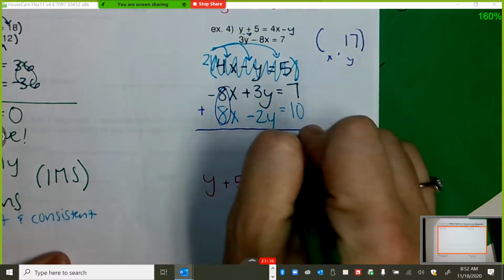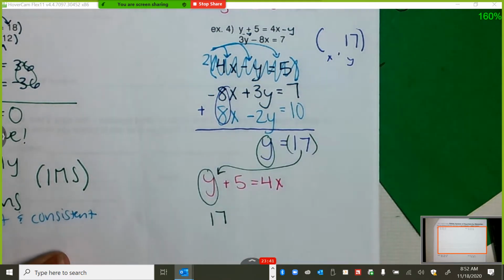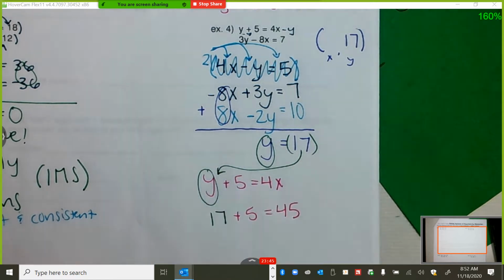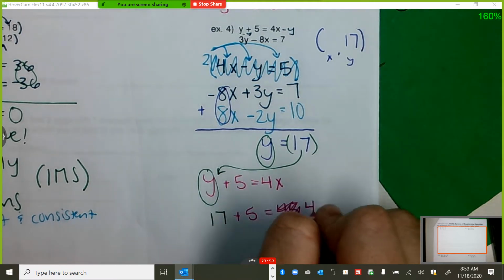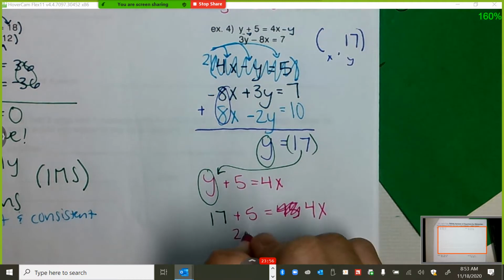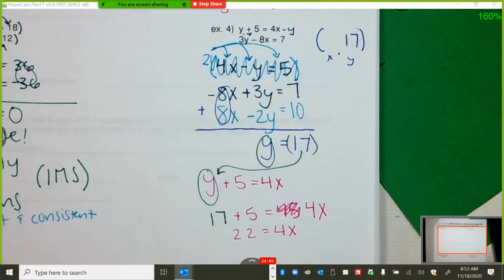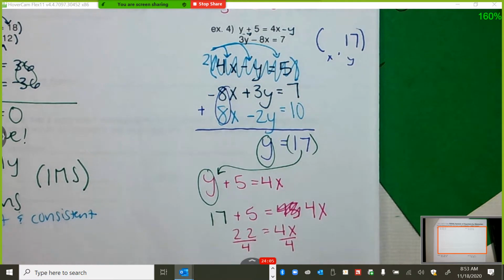Well, if y equals 17, I can replace y with 17, and I get 17 plus 5 equals 4x. What's 17 plus 5? Sorry, y'all. So this gives me 22 equals 4x. And now how do I get x by itself? Divide by 4. It's not pretty. But is that okay?